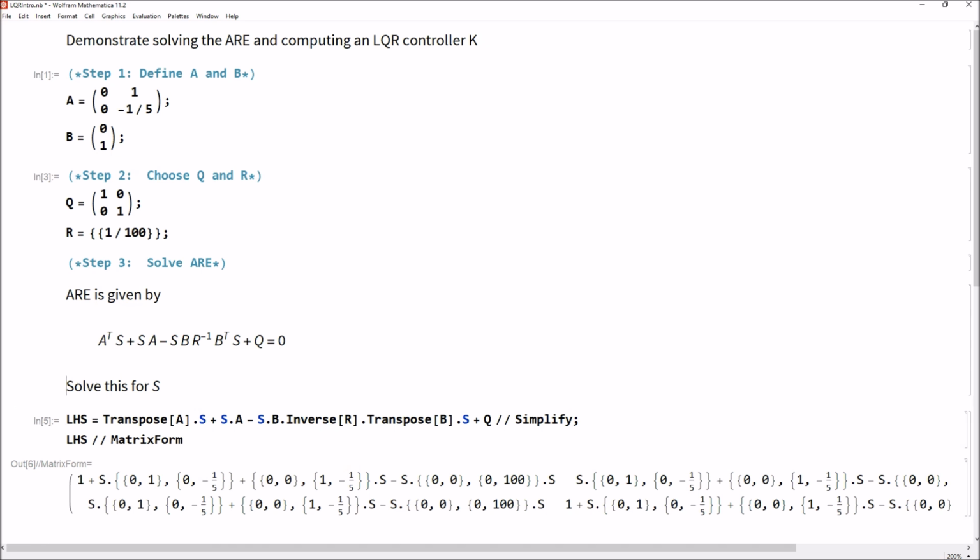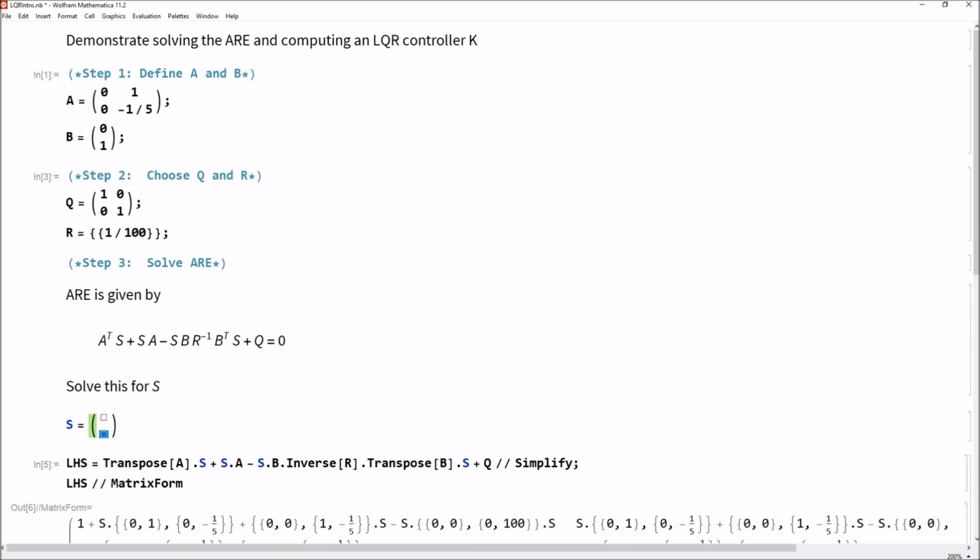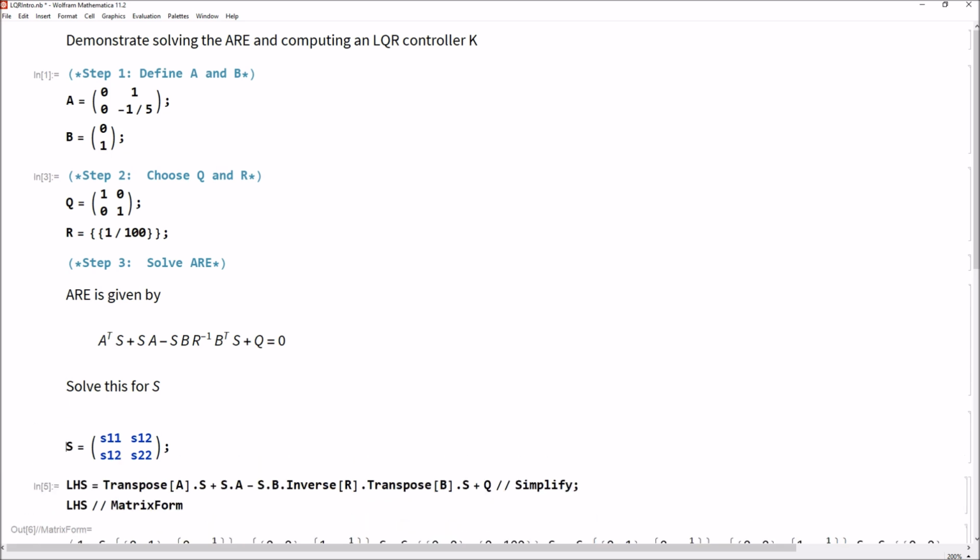So we should know here that S is what? It's a symmetric matrix. So there's going to be an S11, an S12, and this is also going to be an S12 because it's symmetric. And then we'll have an S22. So this is what S looks like. Let's make a quick note of that here in the Mathematica notebook: define S as a symmetric matrix of size n by n, right?